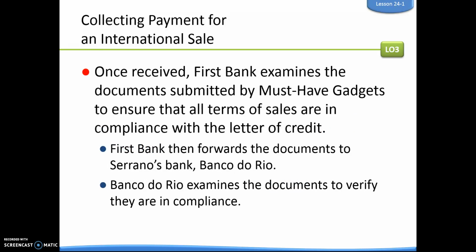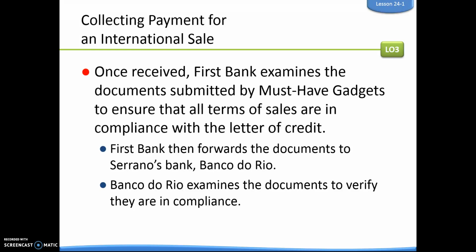So once received, First Bank, remember, which is Must Have Gadget Bank, examines all of those documents to ensure that all of the terms of sale are in compliance with their letter of credit. When they do that, First Bank then forwards the documents off to Serrano's bank. Remember the Banco do Rio. Okay. Banco do Rio then also examines the documents to make sure they are in compliance. So again, remember, this takes time.